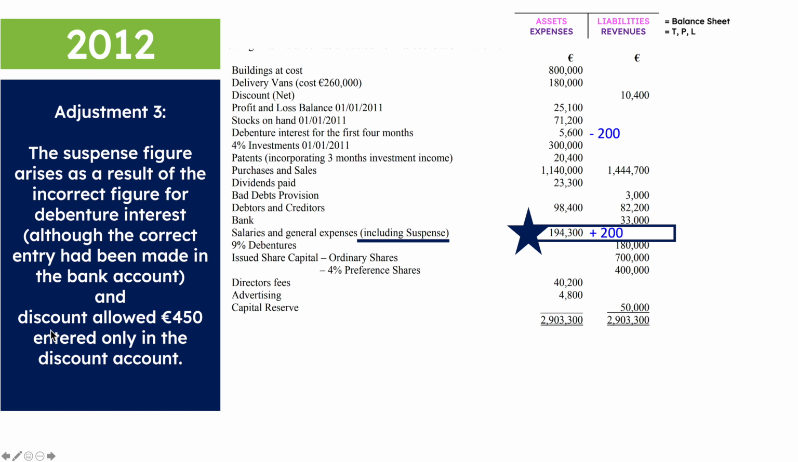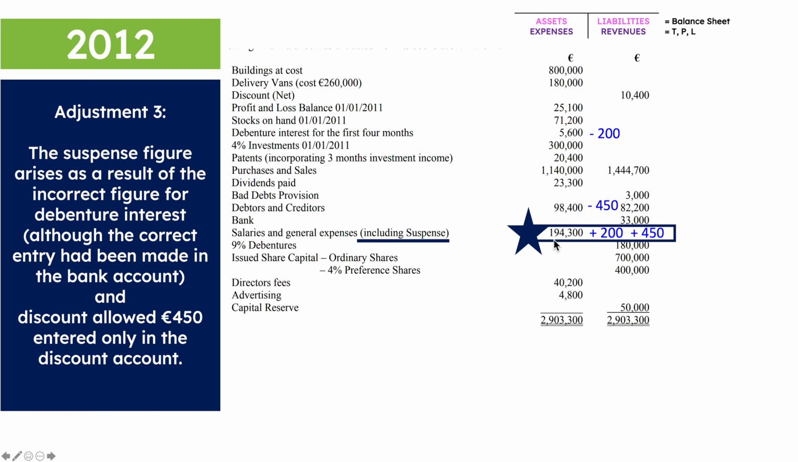And the second part, discount allowed 450 entered only in the discount account. So discount allowed entered in the discount account. What account did it not go into? So who do you allow a discount to? You allow a discount to a debtor. So the debtors here, we give them a discount, we'll minus 450 from that. Then our two sides do not equal. So minus 450 on the credit side, I'll have to plus 450 on the debit side for that to equal.